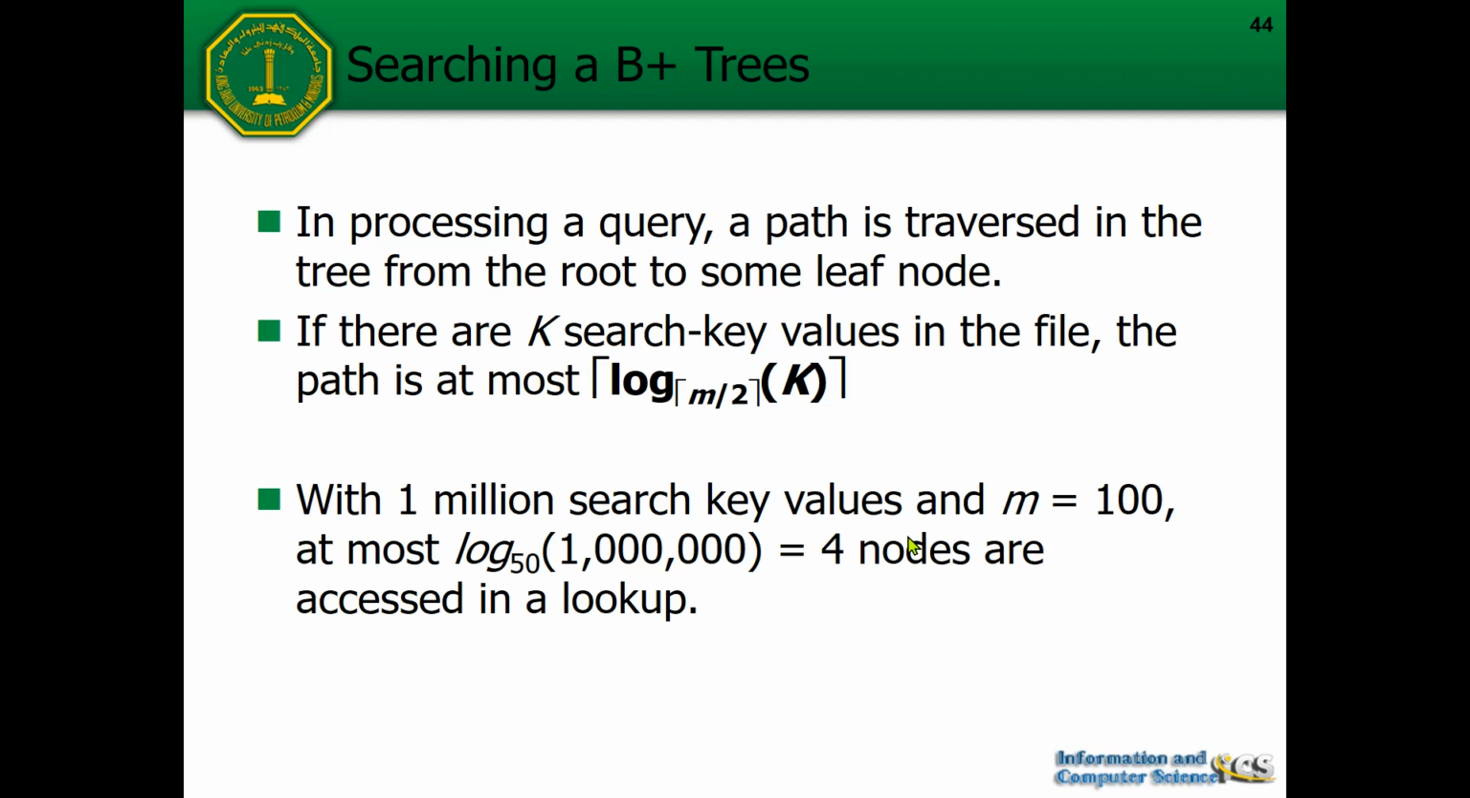Similar in the B tree also, the searching in the B plus tree will be done starting from the root to the leaf node. Then the complexity is at most log base the ceiling of m divided by 2 of K, in which case K is the search key value. For example, now we have like 1 million search key values and m is 100. Then we can calculate that there should be like 4 nodes that need to be accessed during the searching process.